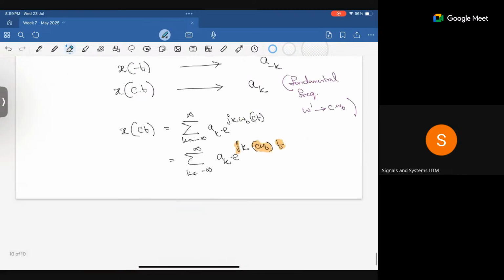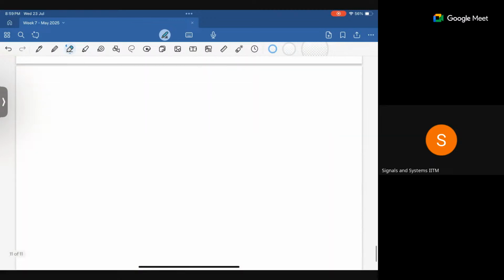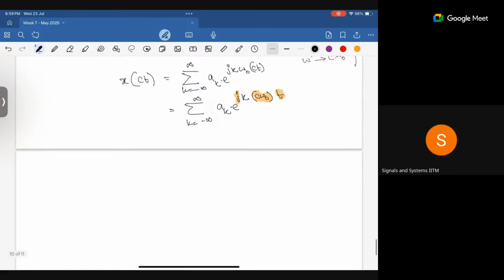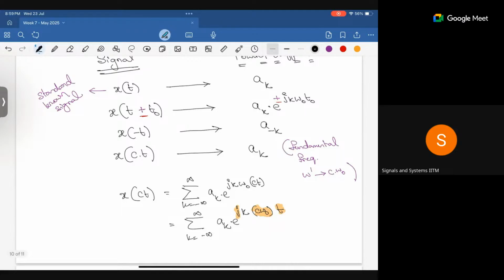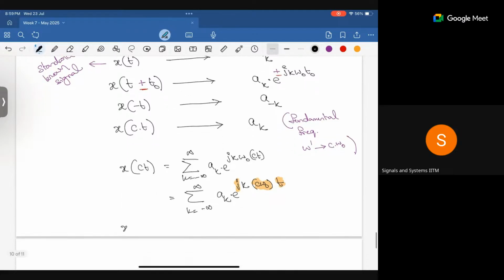The next thing is what happens if I take the conjugate of my signal. What will be the Fourier series coefficients of x star of t? The conjugate will become a star minus k. Again, this also you can prove using the synthesis equation.